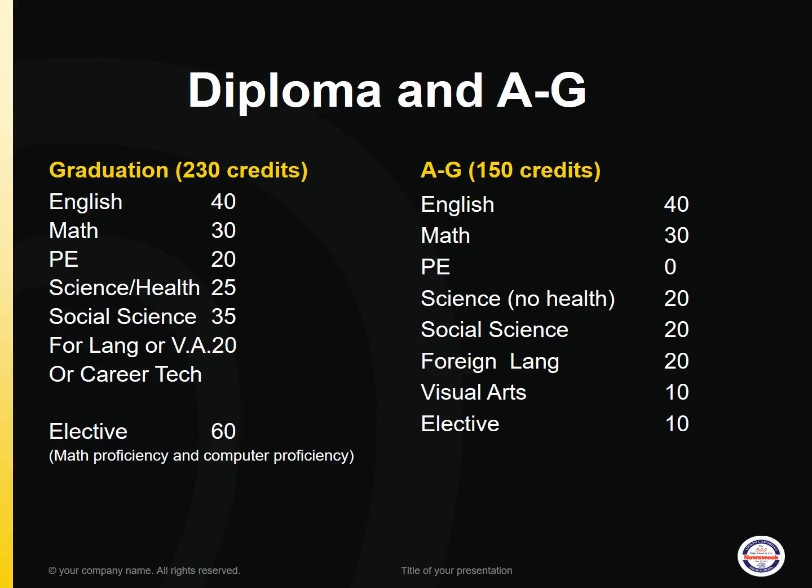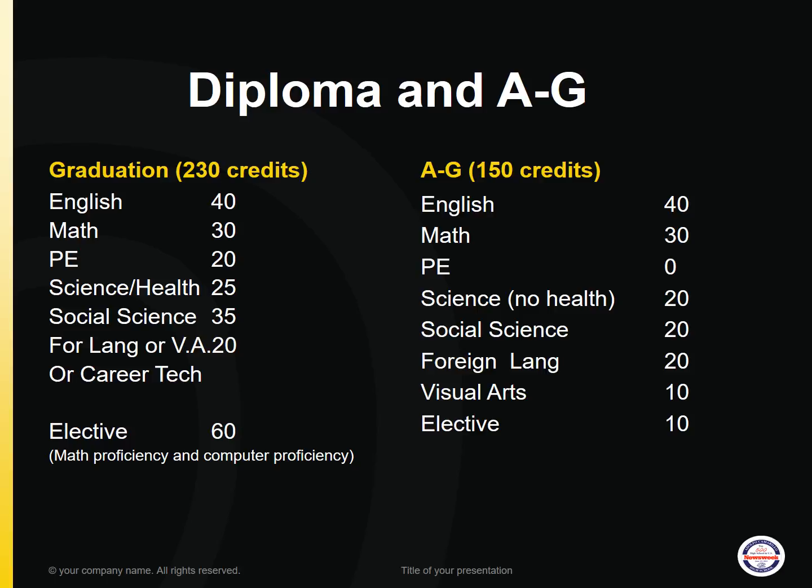This slide references the different requirements needed for high school graduation and A through G requirements. The first column reviews the graduation requirements. 230 credits are required in the following areas: 40 credits for English, 30 credits for math, 20 credits for PE, 25 credits for science and health, 35 credits for social science, 20 credits for world language or visual performing arts or career technical, and 60 elective credits.